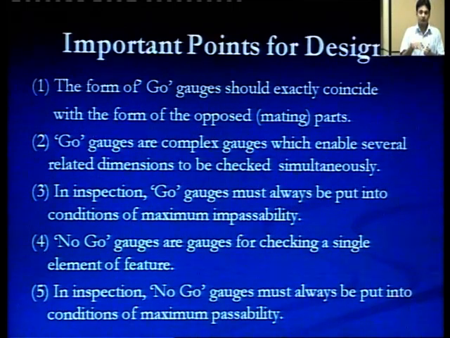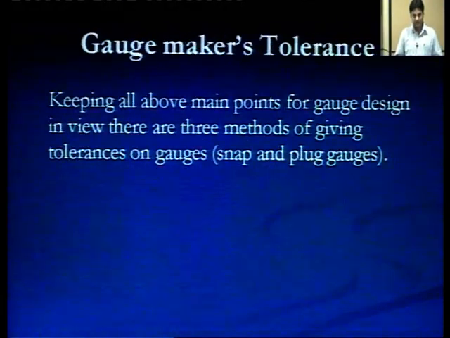Now, the no go gauges are gauges for checking a single element of a feature, means in one pass, one set of dimensions can only be checked by one no go gauge, and for another set of dimensions we need another no go gauge. In the case of an inspection no go gauge, it should follow the condition of maximum passability, that it should pass through the objects we are going to check. So, these are two opposite ones, go and no go gauges. Now, next comes the gauge maker's tolerance.